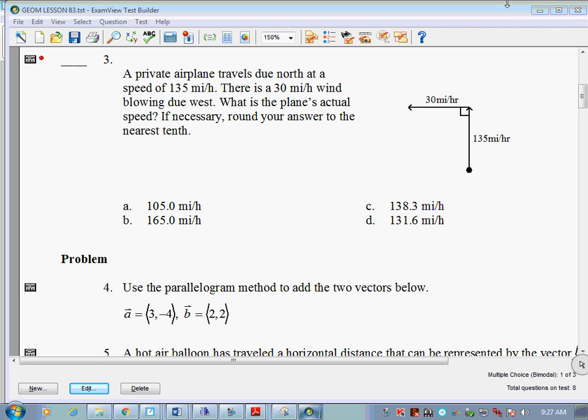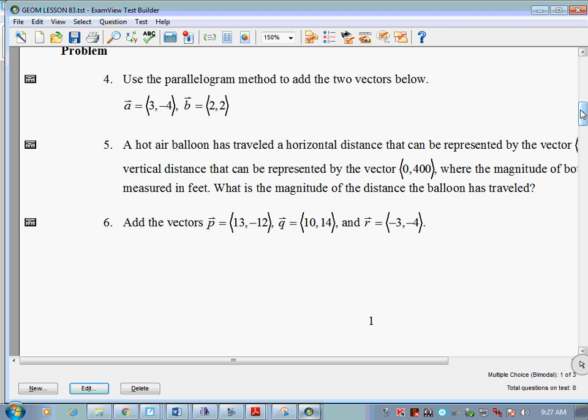At least according to this math. All right, number 4, use a parallelogram method. We don't need to really get a coordinate plane out here, just because in the end, if I see something like this on the ACT, am I going to take the time to pull out a coordinate plane and do the parallelogram method? Probably not.